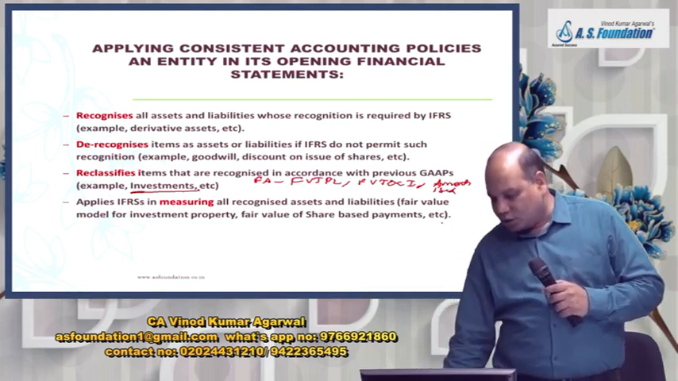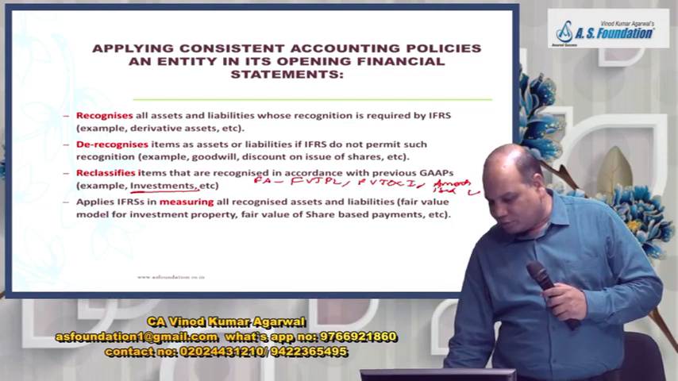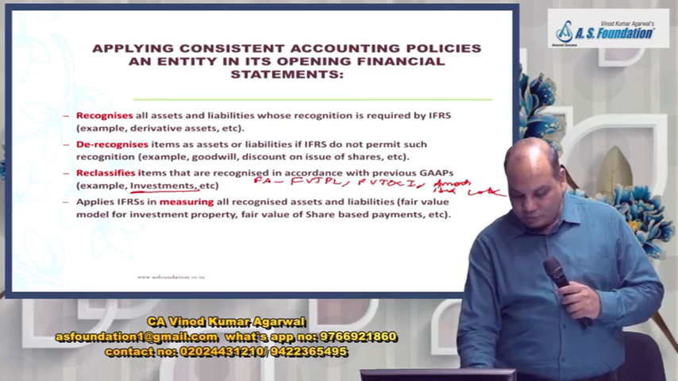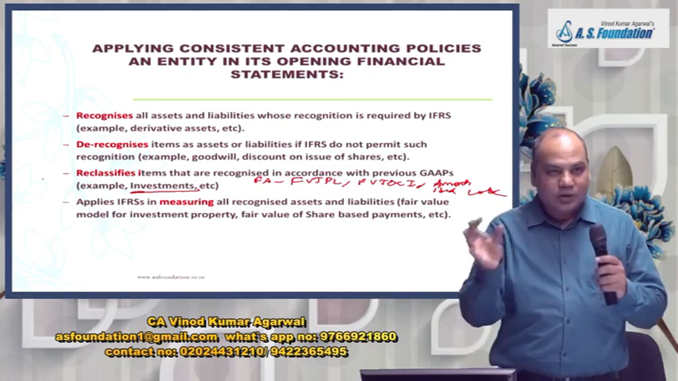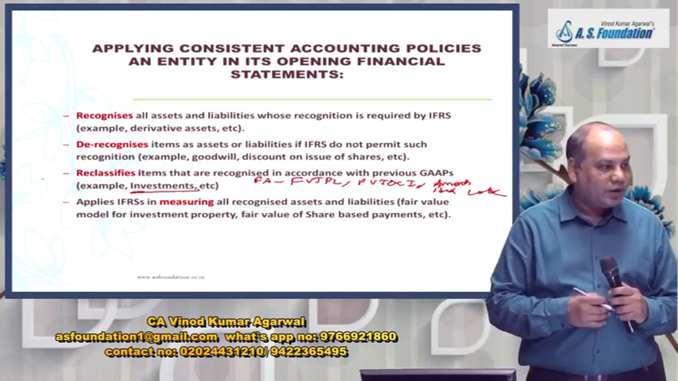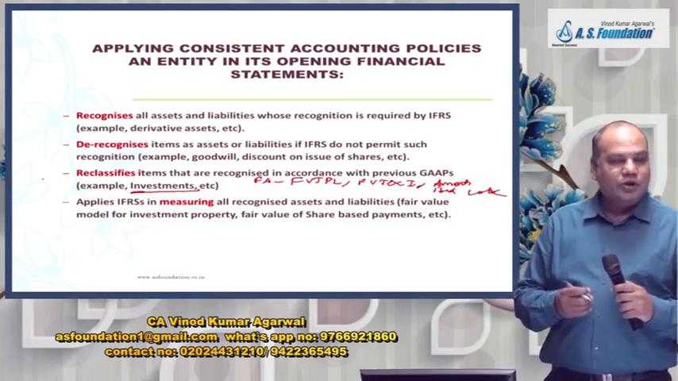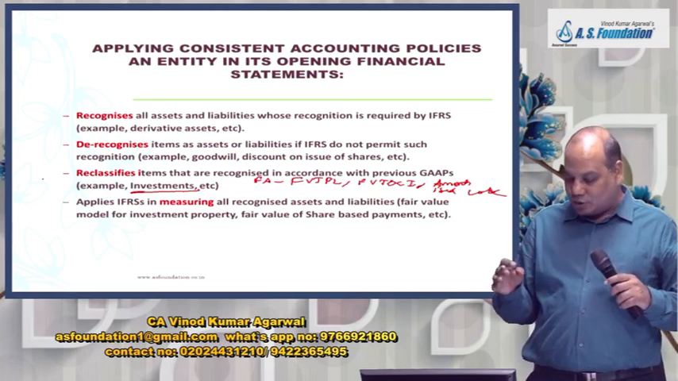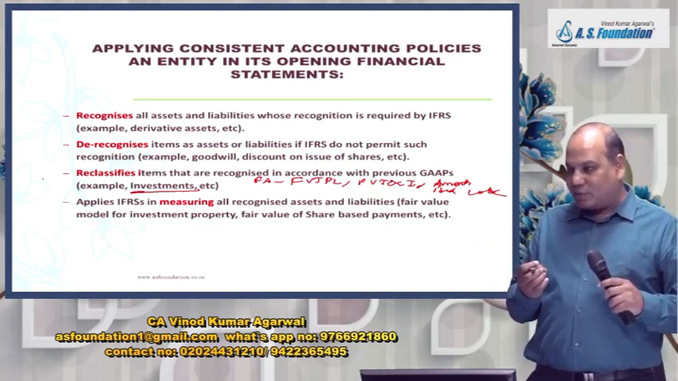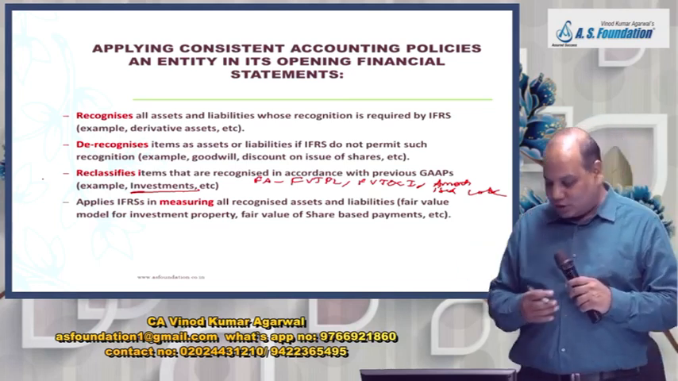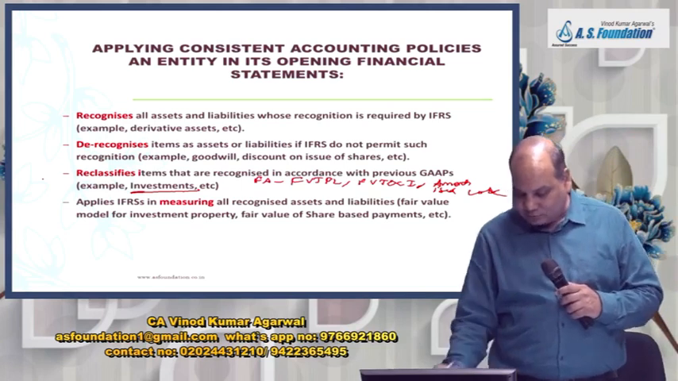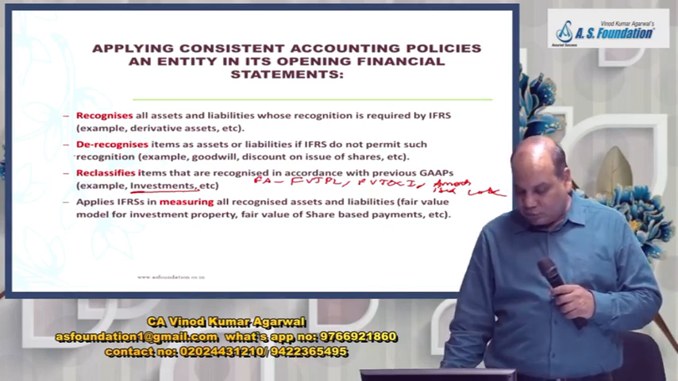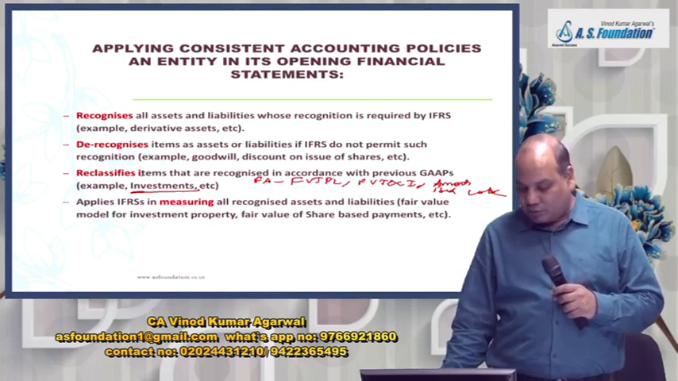Then under the old GAAP, you may not have something called non-current asset held for sale. So now you will find that there are some assets which are held for sale on the date of transition, but it was just put under the head property, plant, equipment or fixed asset. But now you keep it in a separate heading called non-current asset held for sale. I am giving you a few examples so that you can visualize that there will be a lot of shifting.